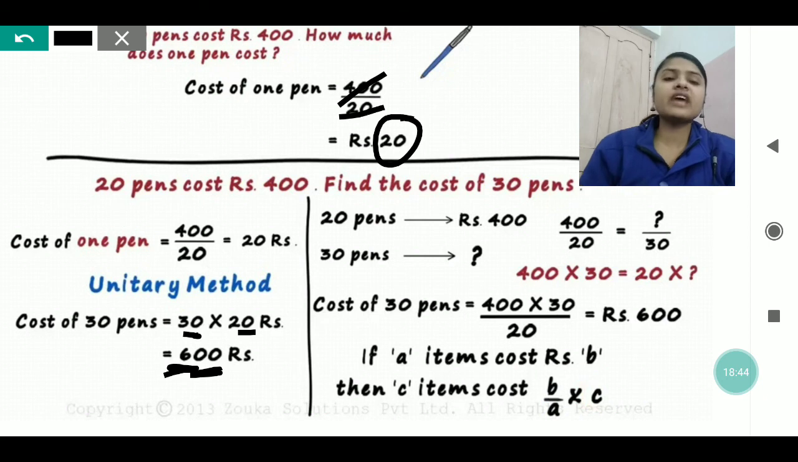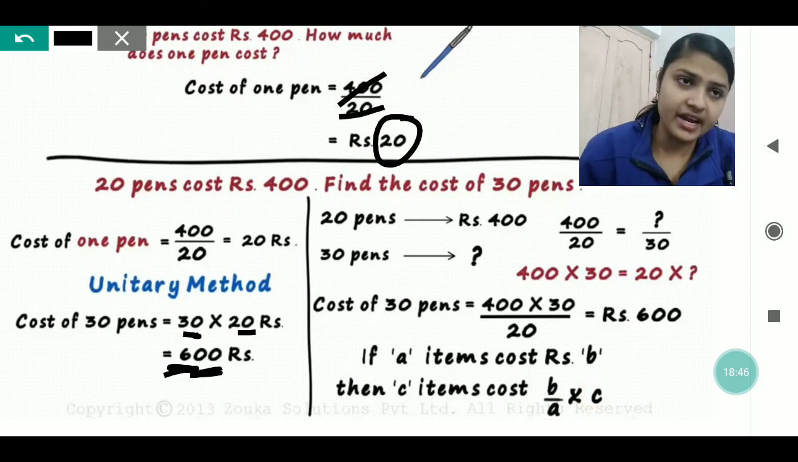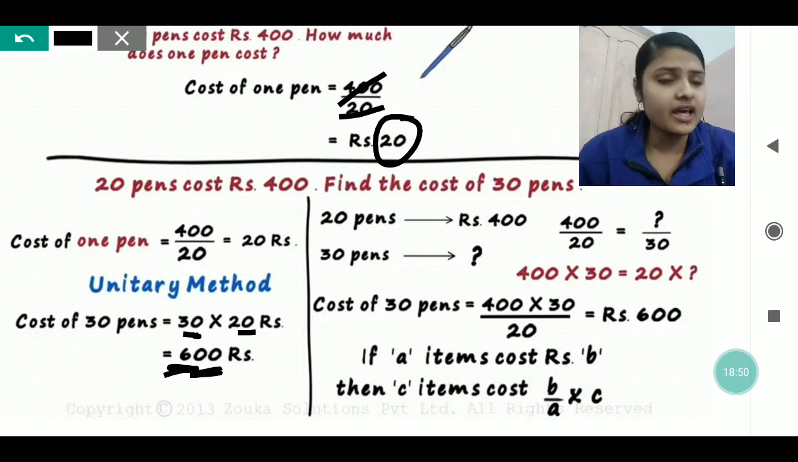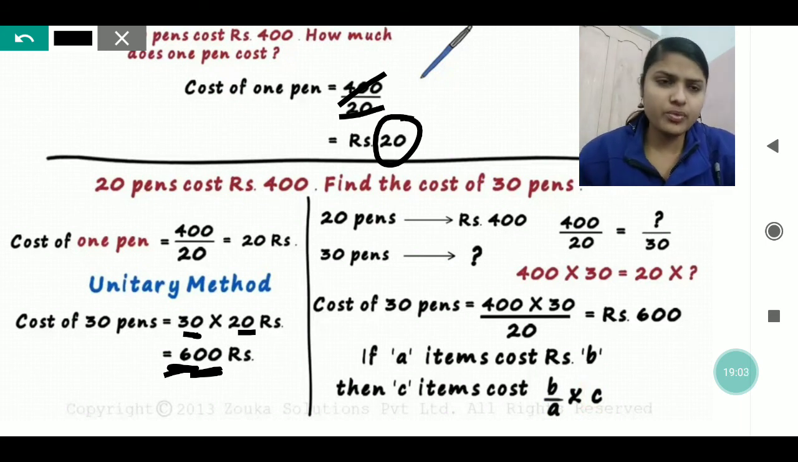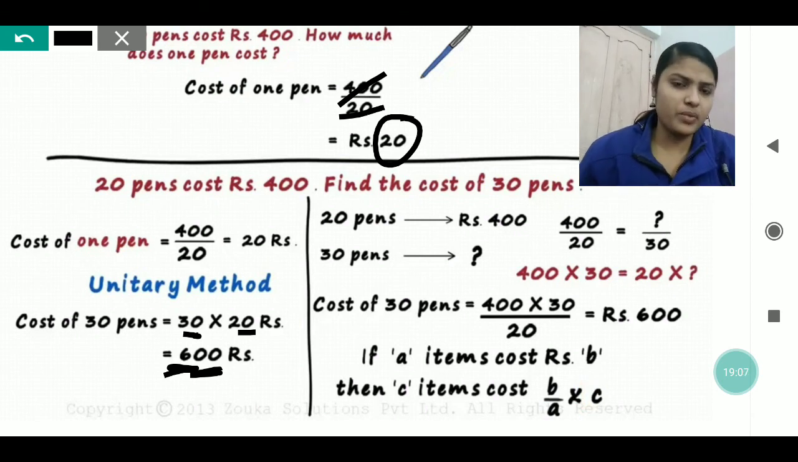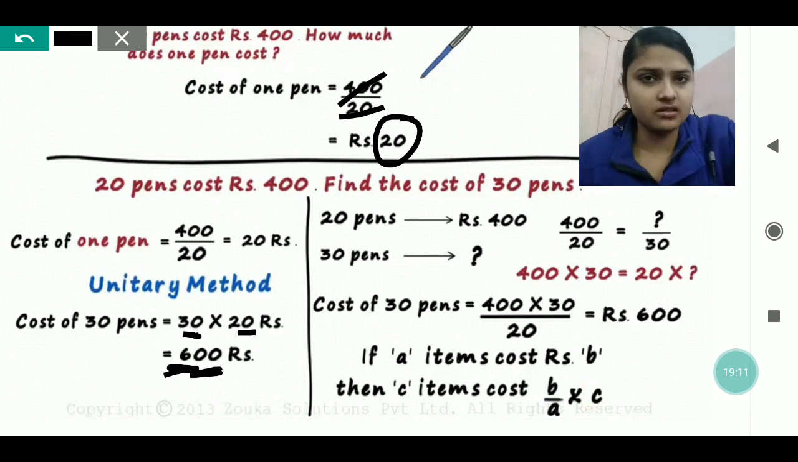And this is how we have calculated. First we divided and found out the cost of one particular pen. After finding out the cost of one particular pen, we multiplied that one pen's cost with the required number of pens. Then we got 600 rupees, and that is the total cost which we have to pay, or which we have spent on buying 30 pens.